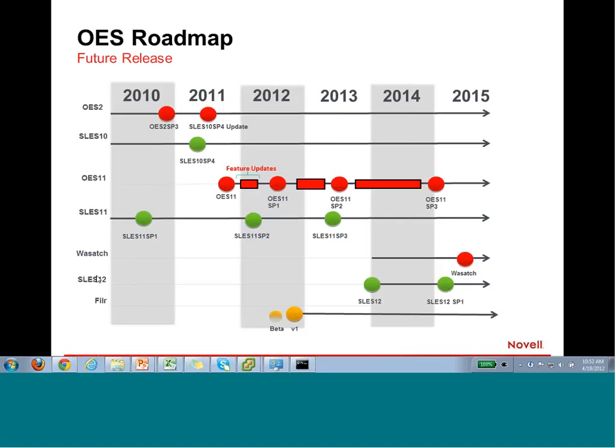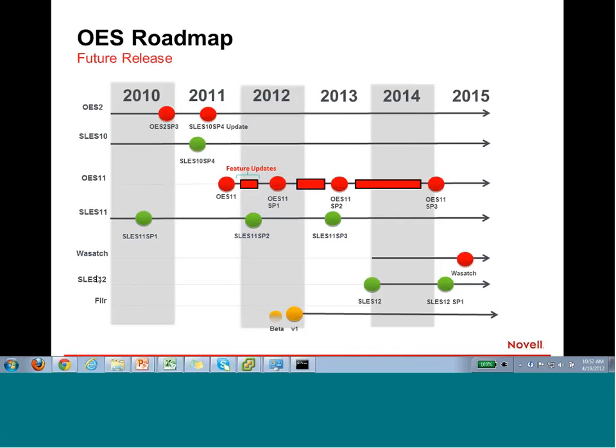And then, you can see down there below, we do have plans for an OES 12. What you see there is Wasatch, lined up a little bit after the SLES 12 SP1 release. So that's out there in the future. And then at the bottom, you can see Filer there. There'll be a tech preview of Filer out in July, a beta in September, and then the plan is to get Filer out in the latter part of the year for version 1, and then to continue to do updates to that about every 6 months or so.